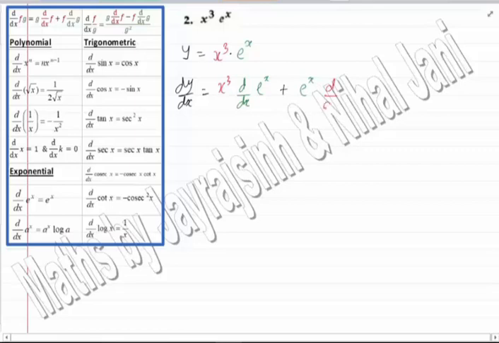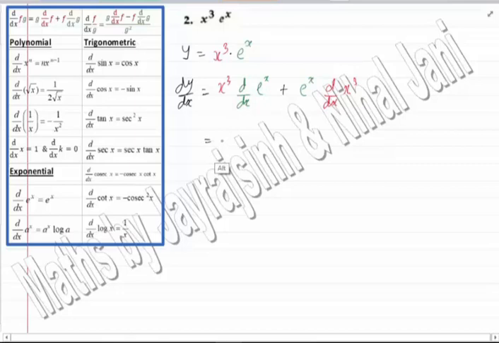Let's quickly move to the second question. y is equal to x cube into e raised to x. So here we have polynomial and exponential functions in multiplication. To differentiate it with respect to x, we have to apply the multiplication rule, and we know that in the multiplication rule, first function as it is, we have to focus on the differentiation of the second term, then the second term will be as it is, we will differentiate the first term.